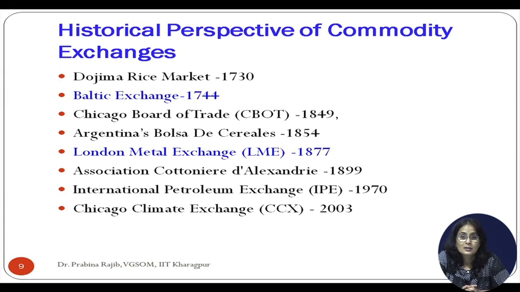The earliest recorded futures exchange is Dojima Rice Market of Japan, which started in the year 1730, which offered futures contract on rice. You have Baltic Exchange started from 1744. You have Chicago Board of Trade starting from 1849. You have Argentina's Bolsa de Cereales starting from 1854. You have London Metal Exchange, which started its operation in 1877, and so on. Other exchanges are also mentioned.